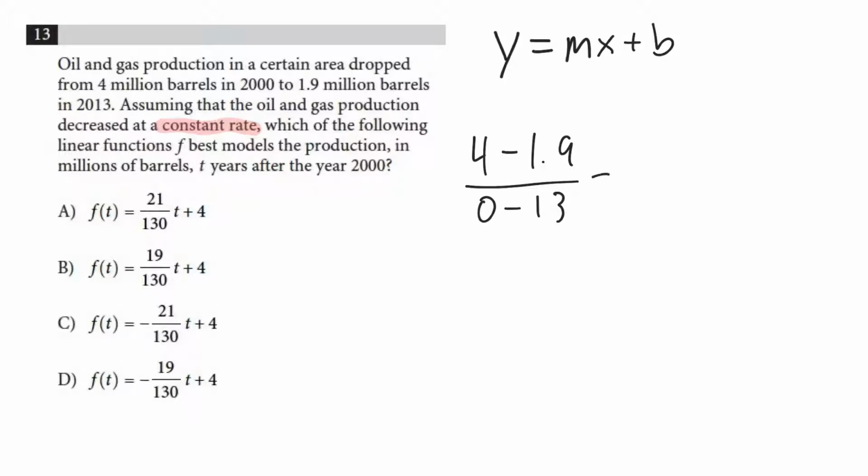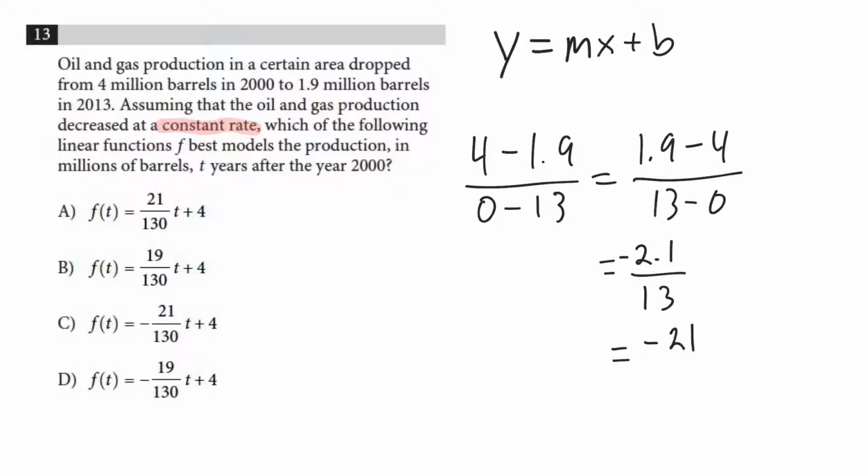Of course, you can flip this around. This would be the same as 1.9 barrels minus 4 over 13 minus 0. So what we're going to get here is 4 minus 1.9 is 2.1 over negative 13, so I'm just going to stick the negative on top. So our slope is negative 2.1 on 13. Now it looks like none of the slopes here have a decimal, so I'm going to multiply the top and the bottom by 10. I'll get negative 21 on 130.